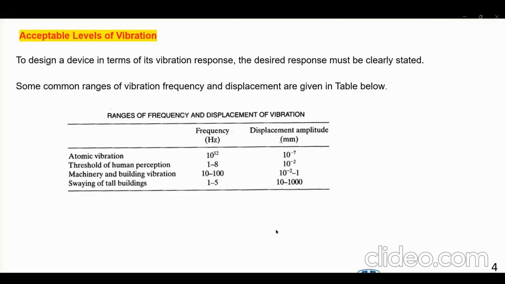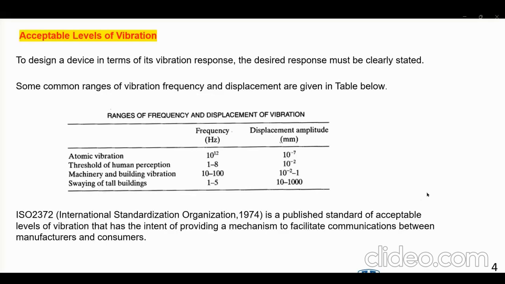For tall buildings or tall structures, the frequency range is between 1 and 5 hertz, and the amplitude of displacement can go as much as a meter. So this gives you a ballpark figure of the range of frequency and displacement during vibration.